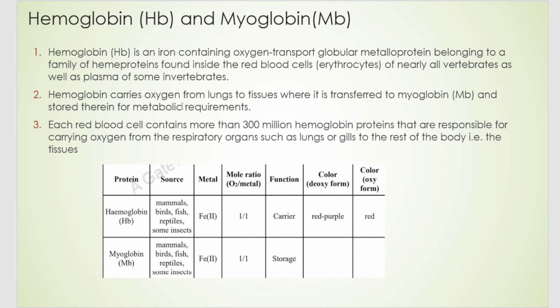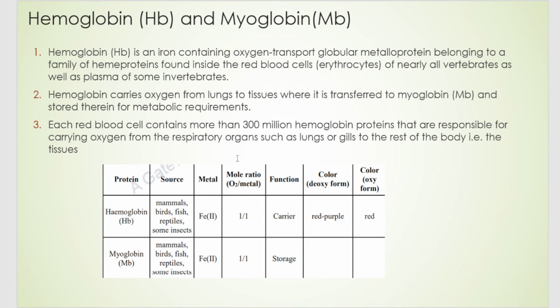So hemoglobin carries oxygen from lungs to the tissues where it is transferred to the myoglobin. So what is hemoglobin doing? It's taking the oxygen that has come into the lungs to all the tissues and muscles, where in the muscles there is myoglobin. This hemoglobin transfers that oxygen to myoglobin and it is stored there for further metabolic requirement. Whenever the muscles need it, it is stored in myoglobin and then it will be provided to the muscles by the myoglobin whenever it is required.